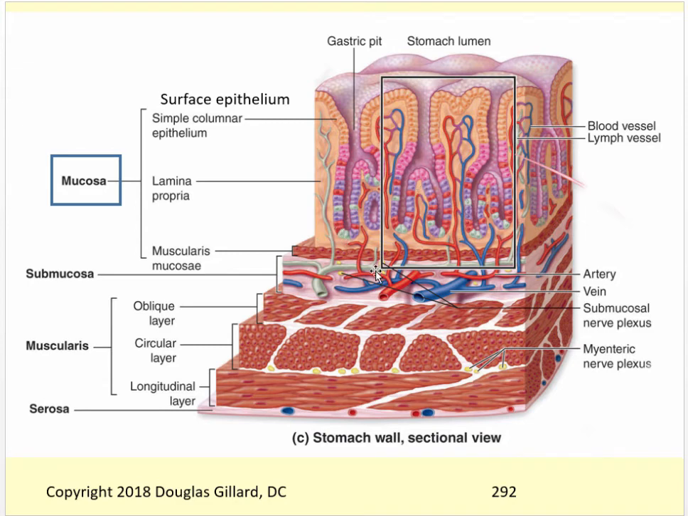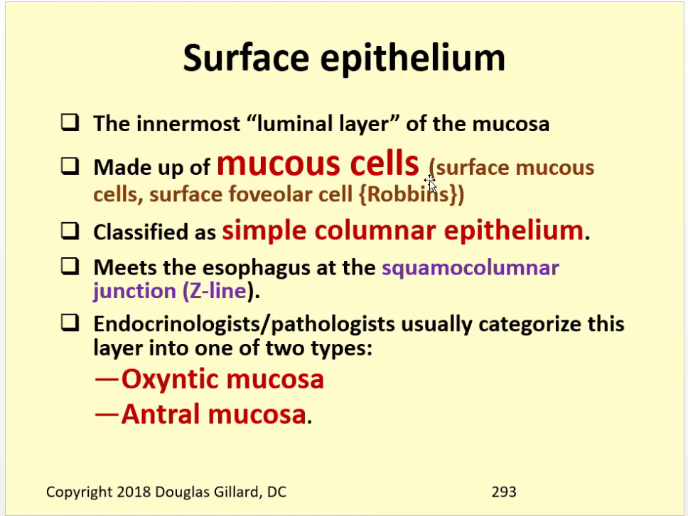Okay, mucosa, submucosa, muscularis, same picture as before. Okay, surface epithelium cells. This is the innermost luminal layer again. It's made up of mucous cells, not mucus cells, mucous cells, sometimes called surface mucous cells, or an old name, surface foveolar cells. That might be on the board still. It's been around for so long, but they're trying to get rid of that word.